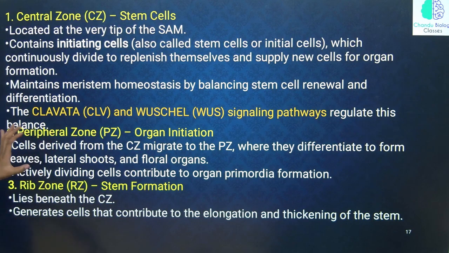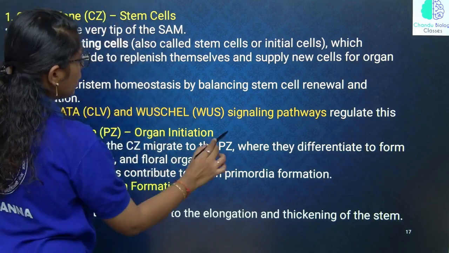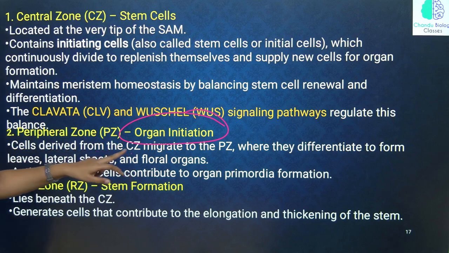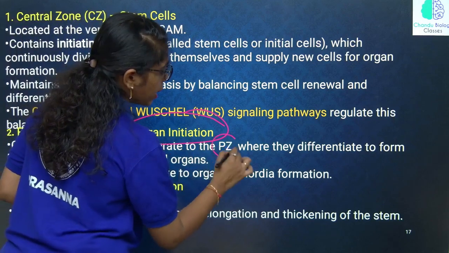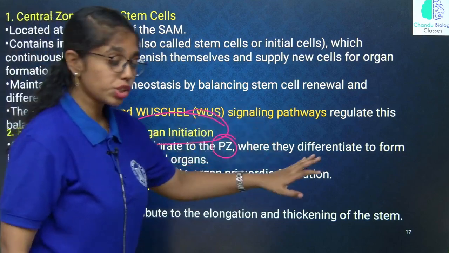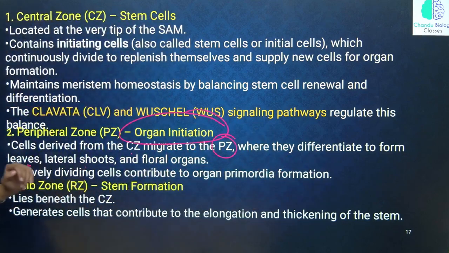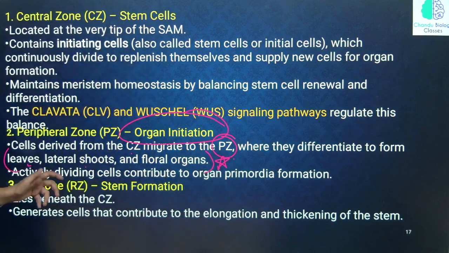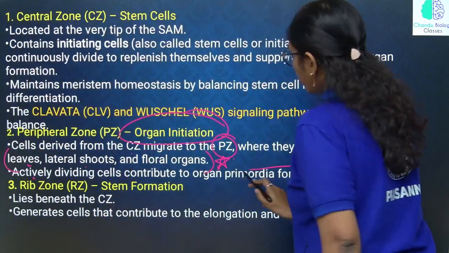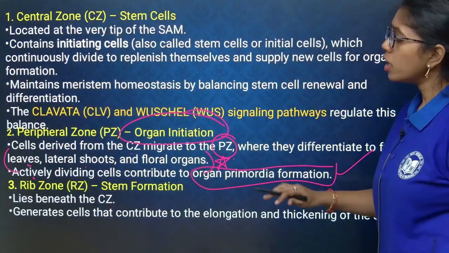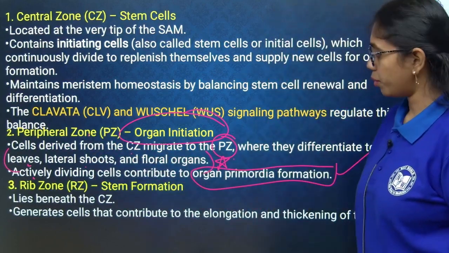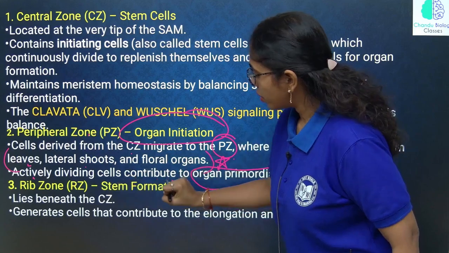The second zone is the peripheral zone, which is at the sides of the central zone and is involved in organ initiation. Cells derived from the central zone migrate to the peripheral zone, where they differentiate to form leaves, lateral shoots and floral organs. What this zone forms is very important to remember. Actively dividing cells contribute to organ primordia formation.